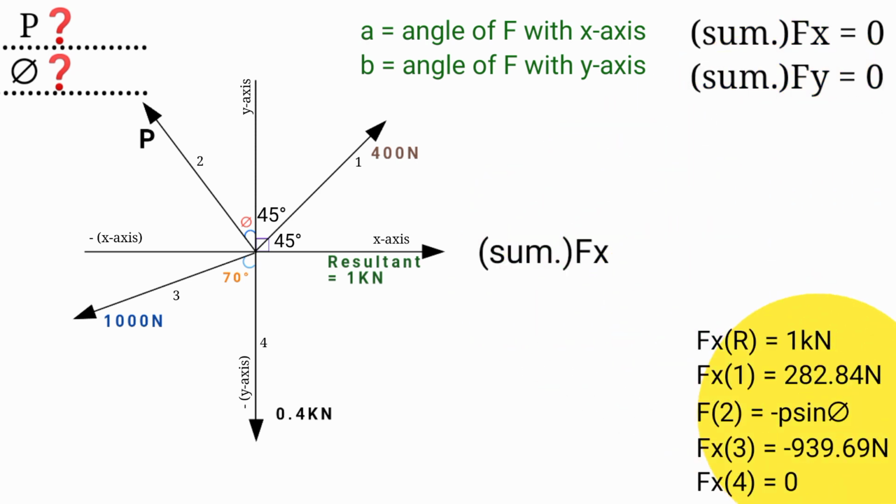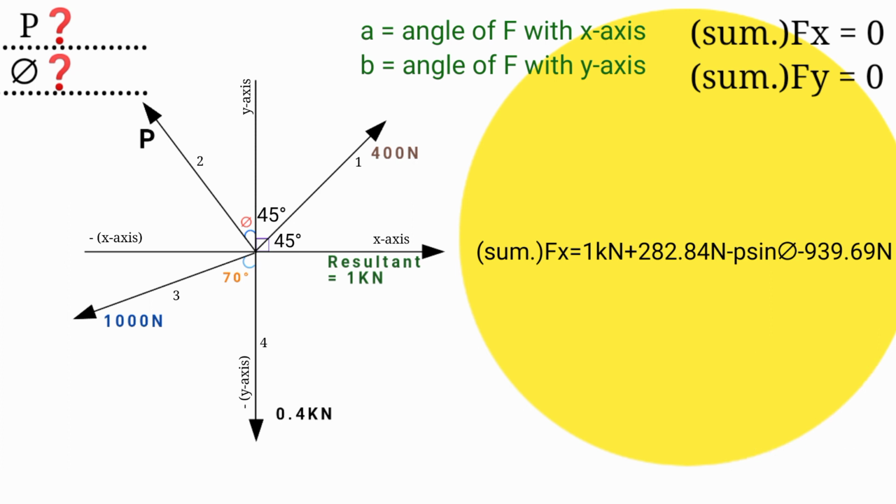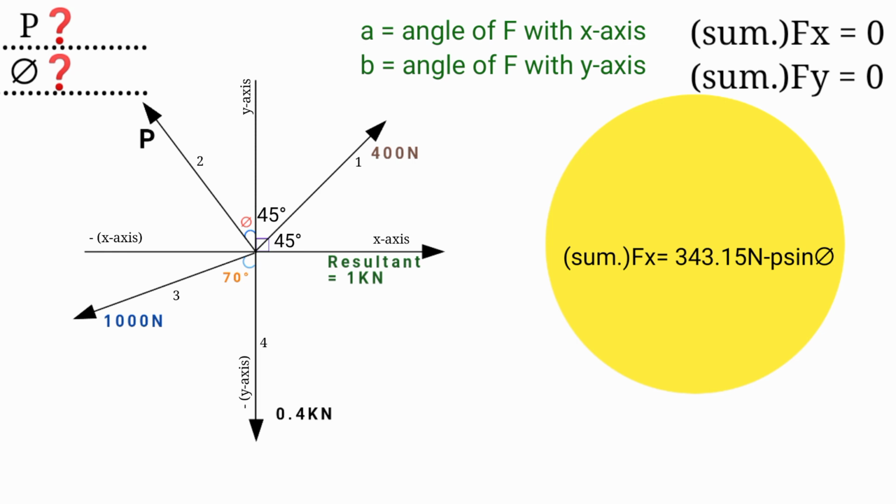So adding up now, summation of f of x is 1 kilonewton plus 282.84 newton minus p sine theta minus 939.69 newton. Converting 1 kilonewton to newton is 1000 newton. 1000 newton plus 282.84 newton minus 939.69 newton is 343.15 newton. So summation of f of x is equal to 343.15 newton minus p sine theta.